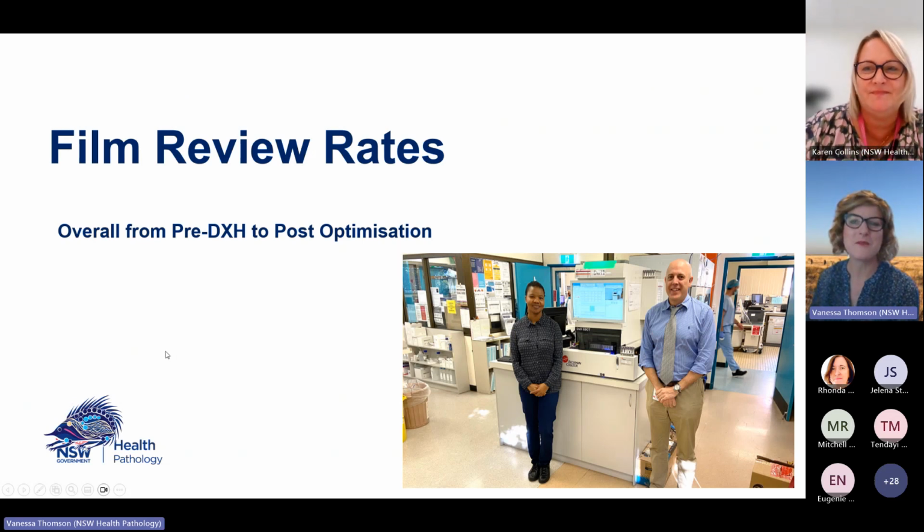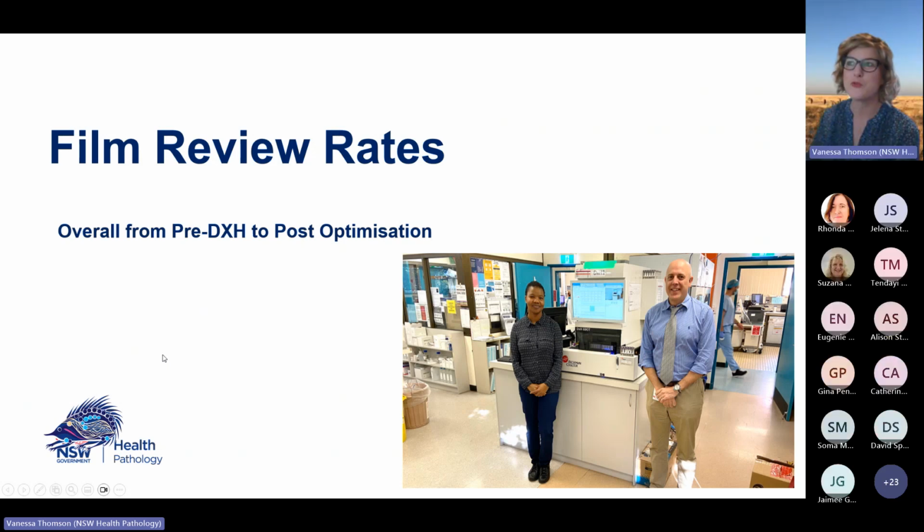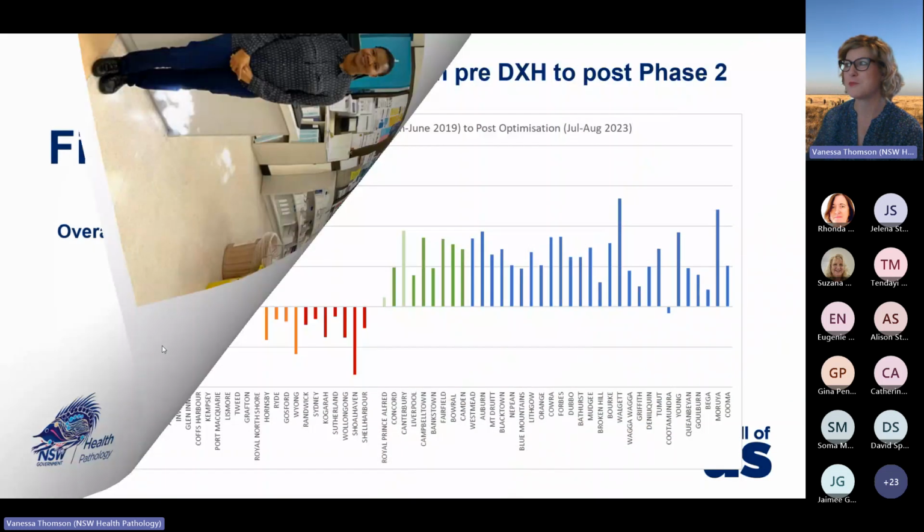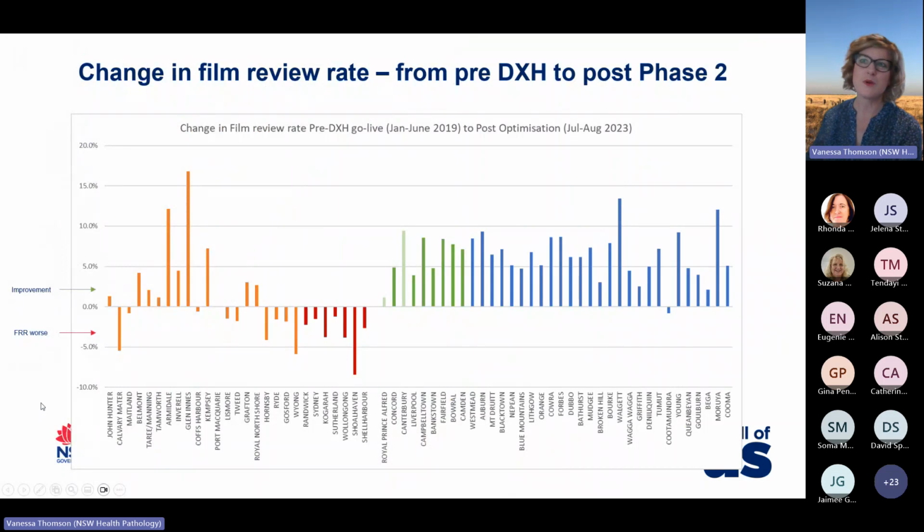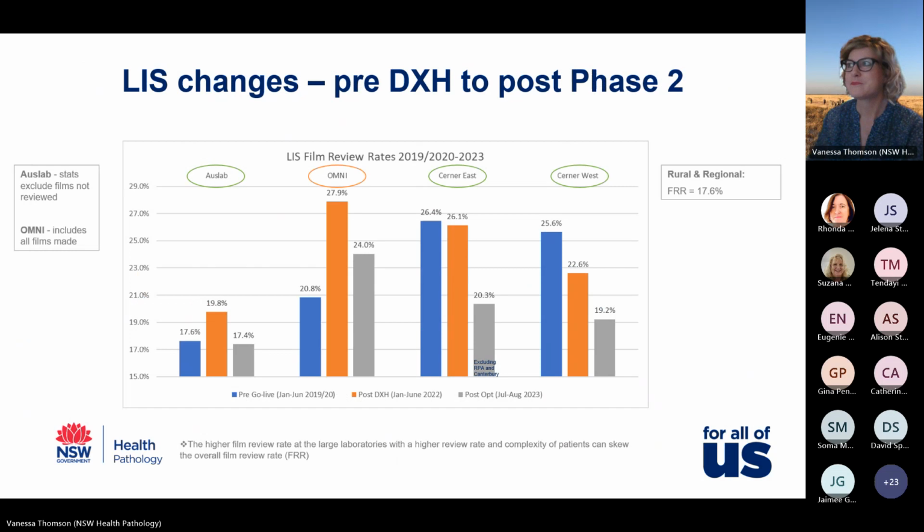So I'm just going to carry on and show the film review rates from overall, not just the optimisation, but also from pre-DXH, so we can have a look at that. This is what we've seen, a pretty good improvement right across the state. North had quite low film review rate already. Omni I'll explain in a minute, but we can see a good improvement right across the state.